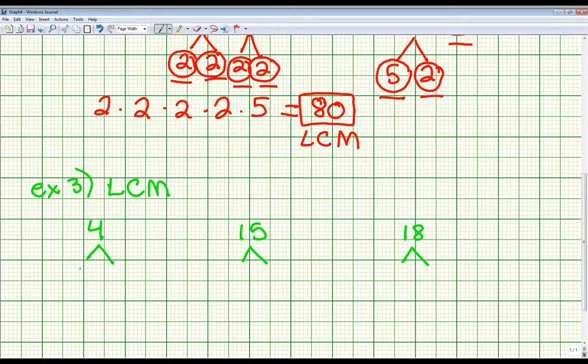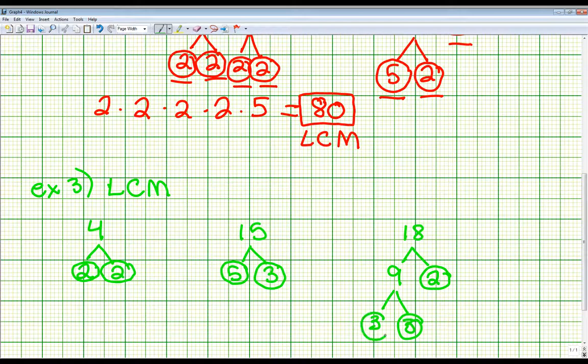So the way we factor the 4, remember, is 2 times 2. 2's are prime. 15, 5 times 3, and 5 and 3 are prime. 18, 9 times 2, the 9 is not prime. And then we can factor the 9 out by going 3 times 3, and the 2 3's are prime.